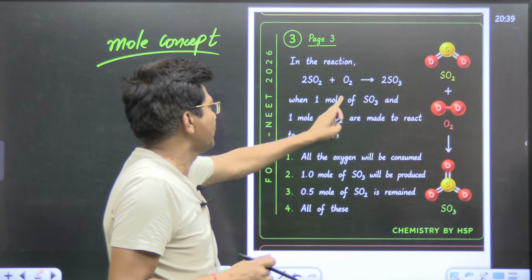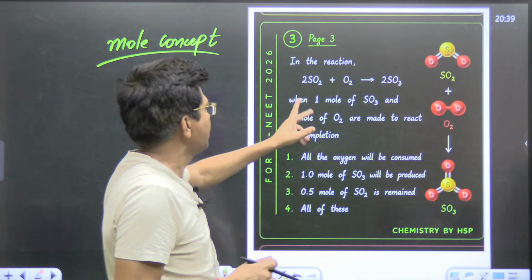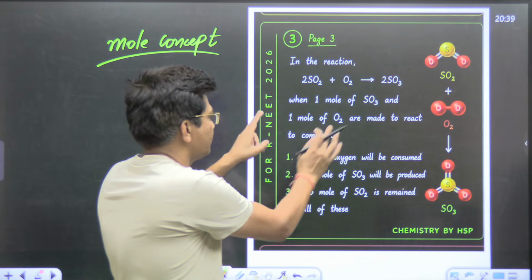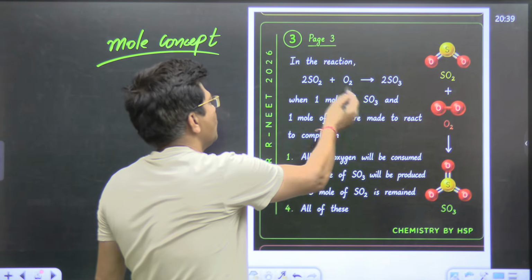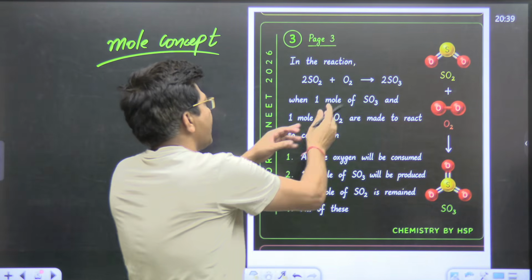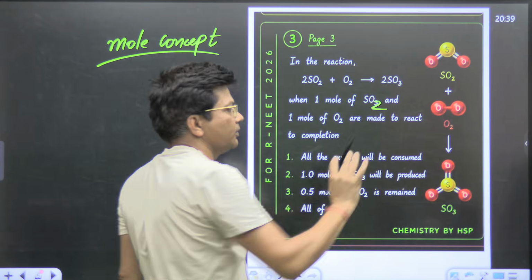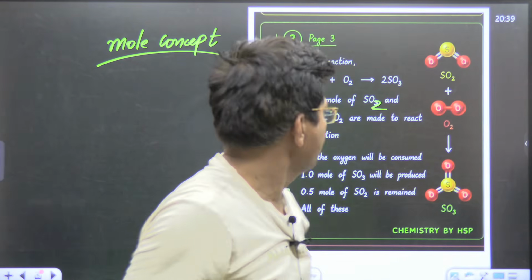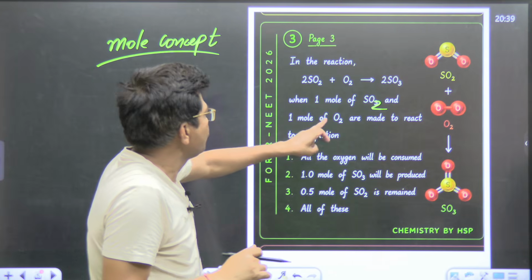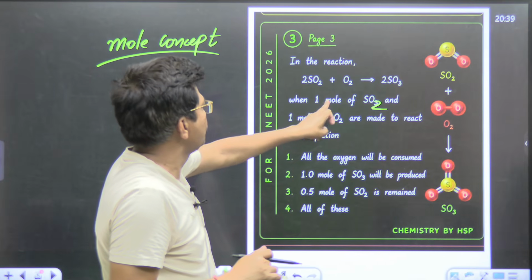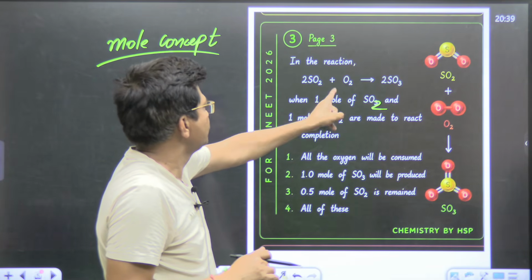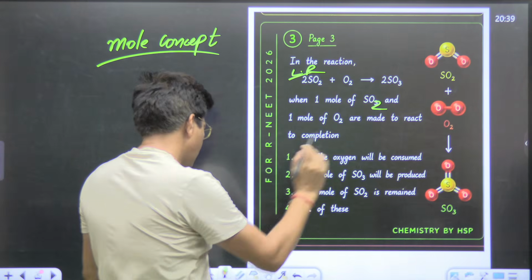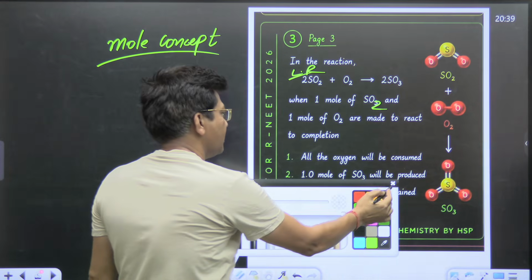1 mole of O2 requires 2 moles of SO2. Okay, 1 mole of SO3 and 1 mole of O2 are made to react. Something is wrong, because it will not be SO3 since they are reacting. So here SO2 will be there. Correction, sorry, misprinting is there. So 1 mole of O2 will require 2 moles of SO2, but only 1 mole of this is given. So this is your limiting reagent. One point is clear: the product will be decided by the limiting reagent only.